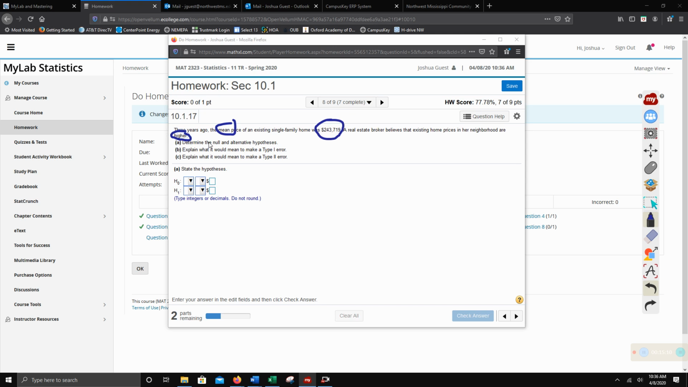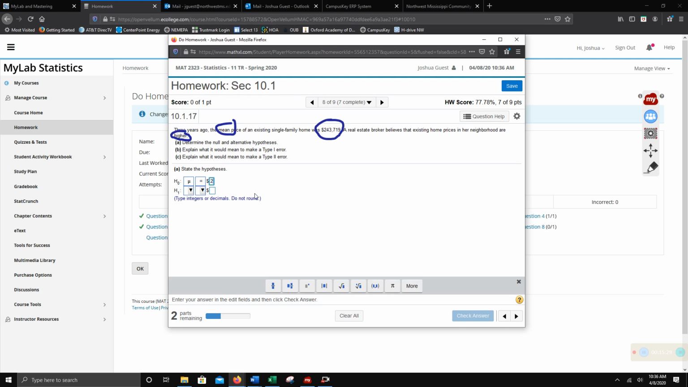So determine the null and alternative hypothesis. So here, the null hypothesis. We are talking about the mean, so we want to pick mu. We don't want to pick sigma or p, mu. And then here, the null hypothesis, remember, that is the statement of no change. It is always an equals. It never is anything else. It is always an equals.